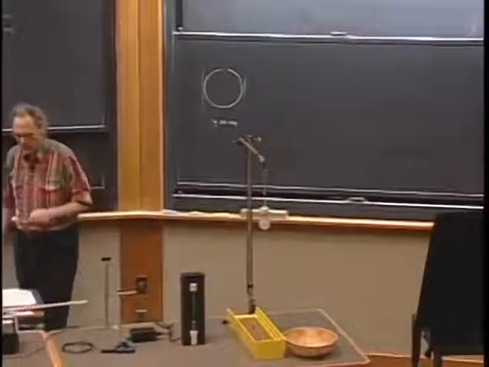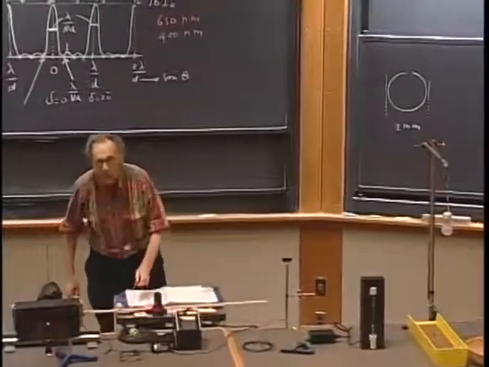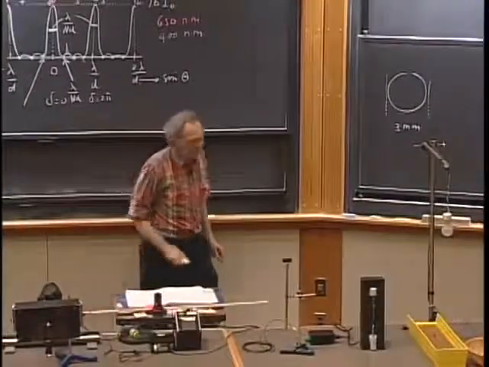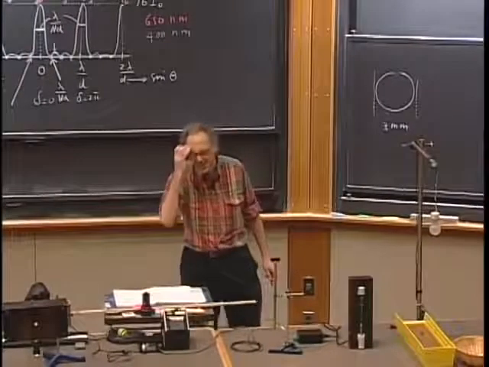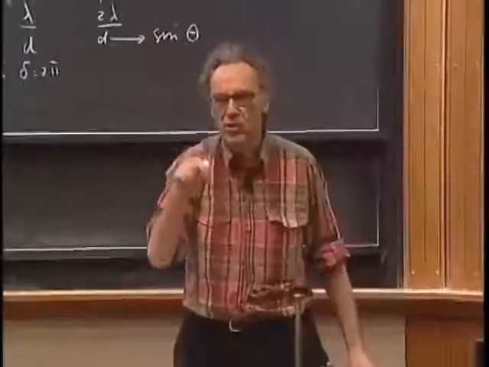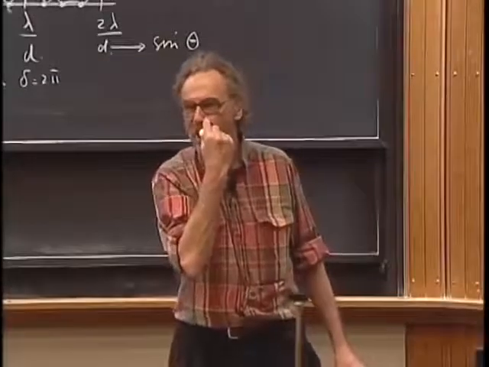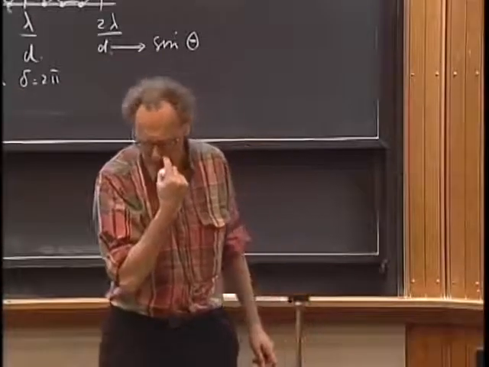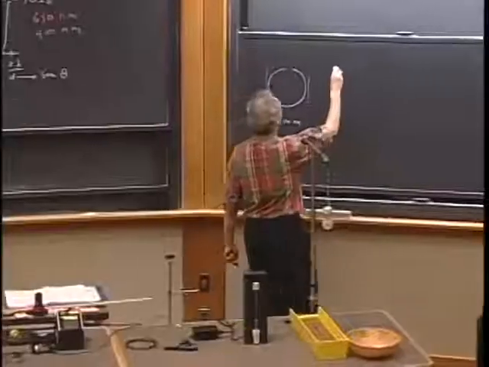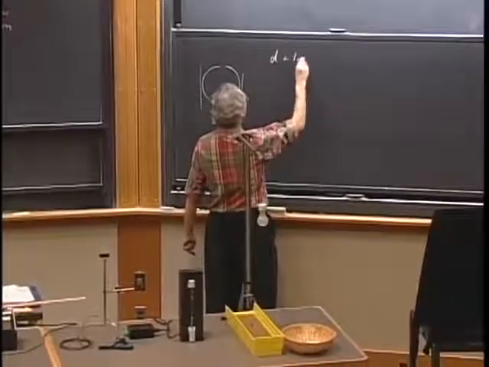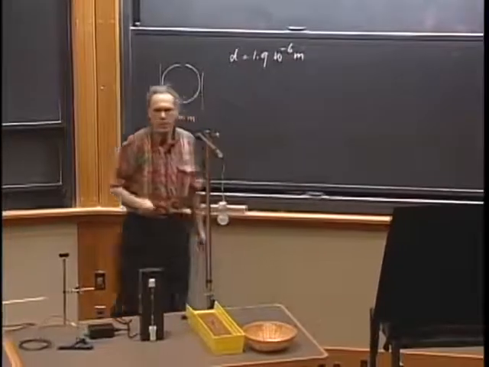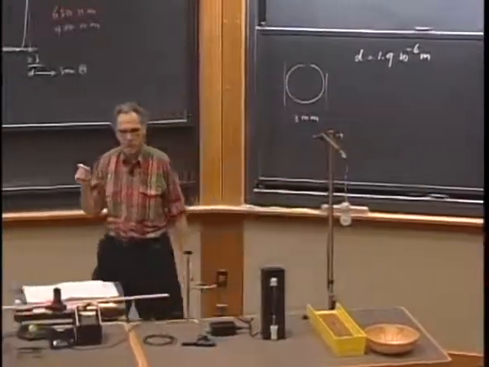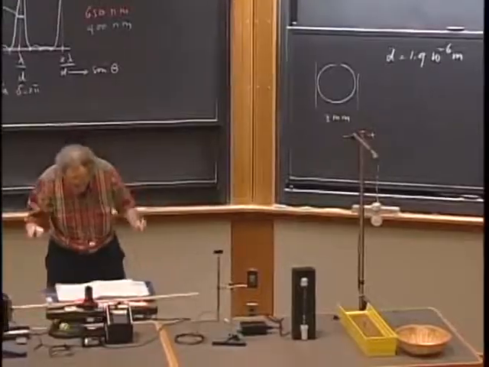Your grating, believe it or not, is a super grating. That grating has 13,400 lines per inch. Imagine how anyone can put grooves in your plastic. 13,400 per inch. That means that the separation d between 2 grooves is about 1.9 times 10 to the minus 6 meters. That is only 2 microns. How anyone can do that beats me, but it can be done.